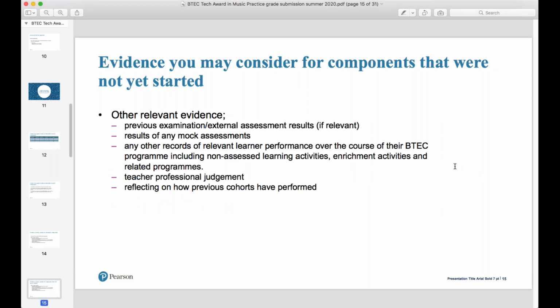And the evidence you may consider for components that were not yet started but due to be completed by the end of July, that's where you consider the other relevant evidence that we've already just gone through. So that can include classwork that's not assessed, mock assessments that you've held for internal assessments, and your professional judgment on that as well.